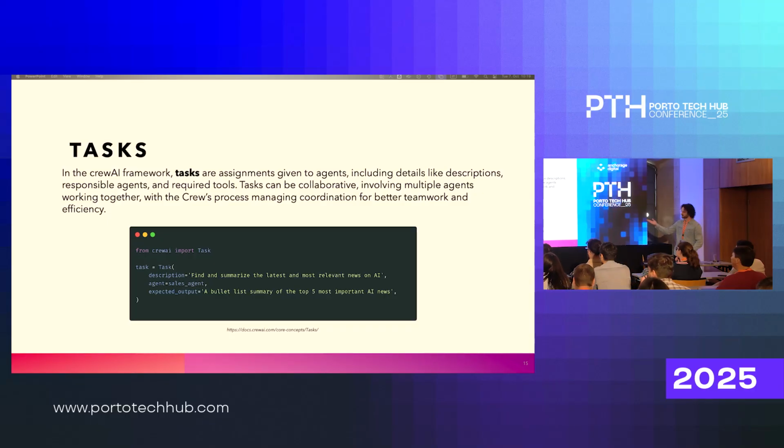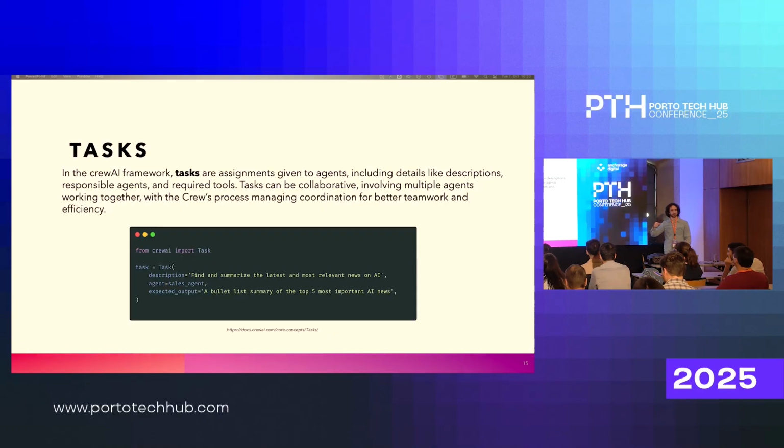All right, and this is the task, right? This is what we give to the agent that we saw before. We have a description, we have the agent that is going to pick the task, and then we have the expected output. The expected output is really powerful. We can do it in many ways. We will see it. It can also be a Pydantic output.